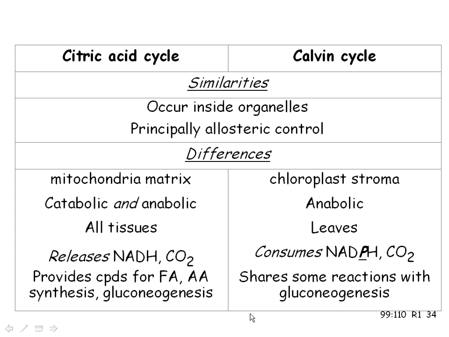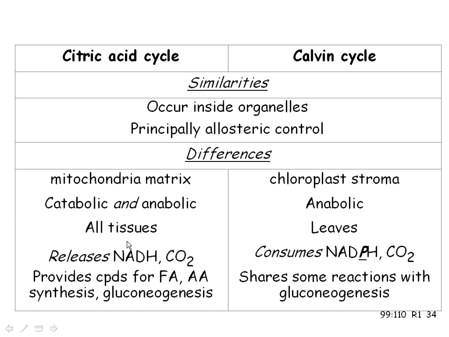Two of the major cycles we've talked about are the citric acid cycle and the Calvin cycle. They're both inside of an organelle. They're both controlled principally by allosteric controls. The citric acid cycle is in the mitochondrial matrix. It is an amphibolic pathway. All tissues have it in us, and almost all eukaryotes have it. I think there's a handful of parasites that don't have mitochondria.